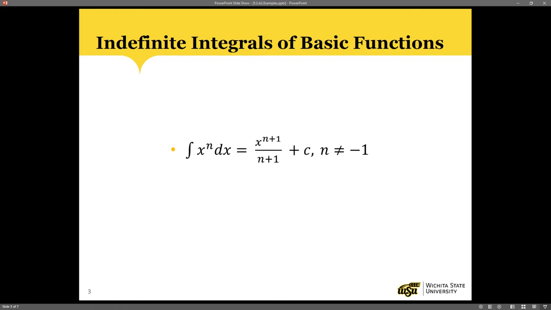To find an antiderivative of x to the n, you increase the power by 1, divide by the new power, plus any real number. The antiderivative of e to the x is e to the x plus a real number. And the antiderivative of x to the minus 1 power, that is 1 over x, is the natural log of the absolute value of x plus any real number.